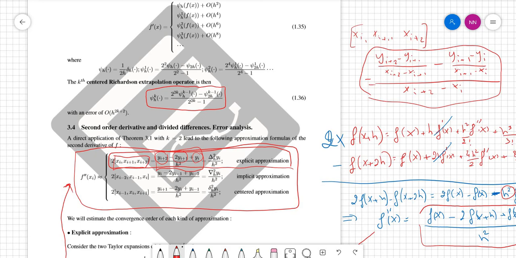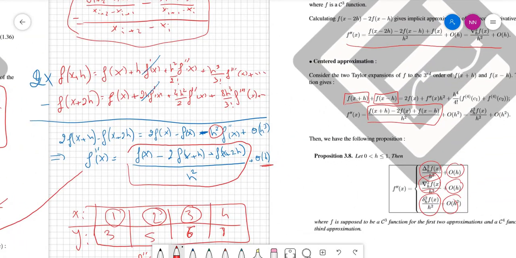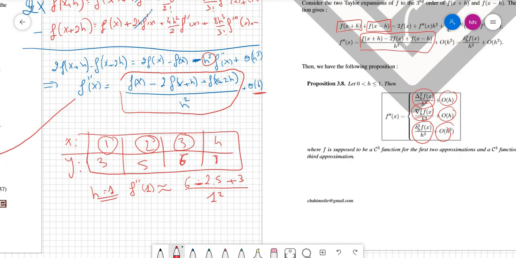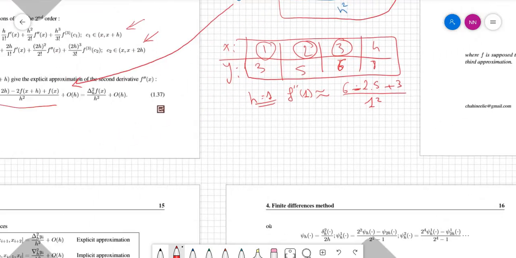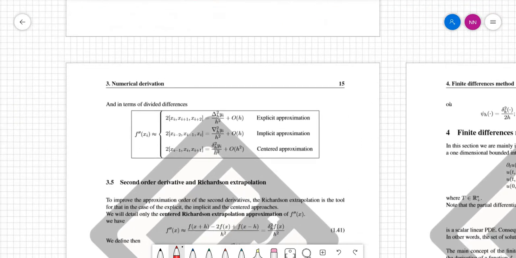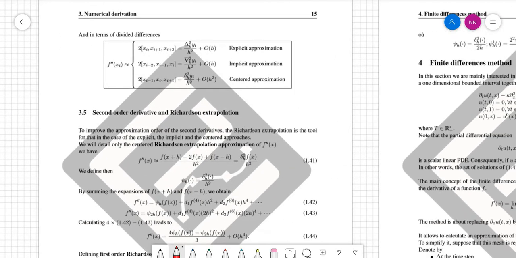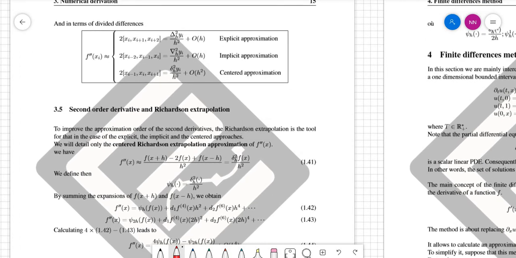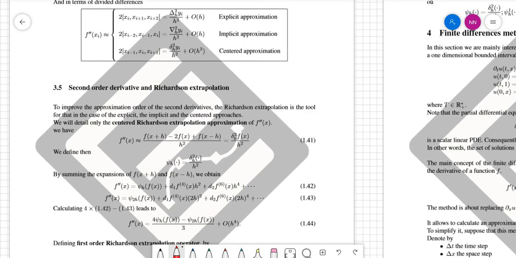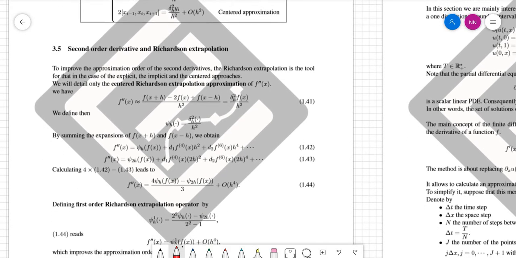Okay, so this can be applied as well for the implicit approximation and the centered approximation. So again, we can go further. This is the centered, I said, and then we can go further and calculate the Richardson extrapolation operators for this kind of approximation. Okay, so if we go to the Richardson extrapolation, we will be able to improve the order of the method.